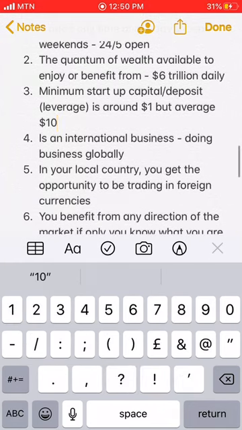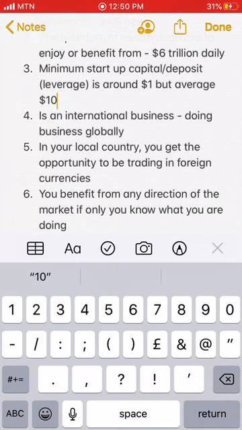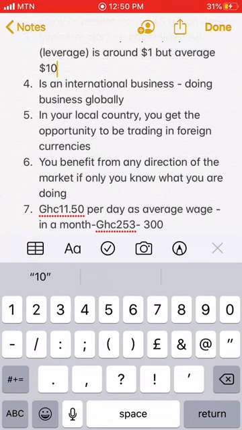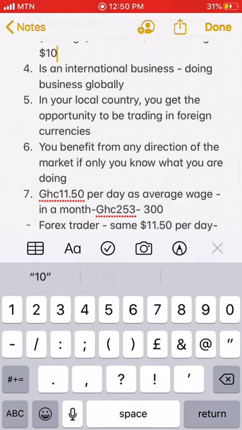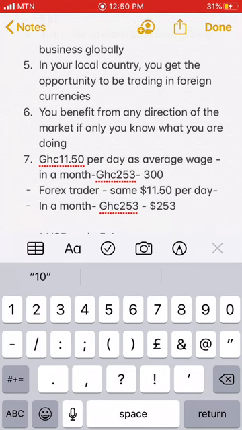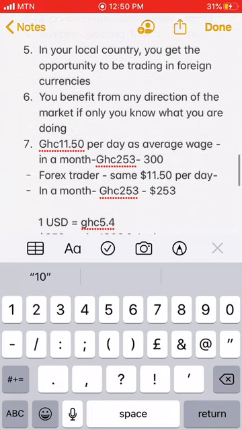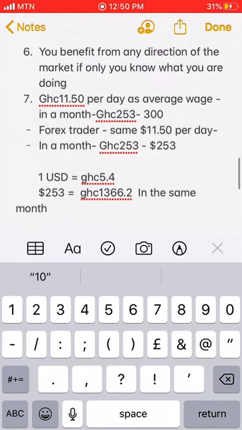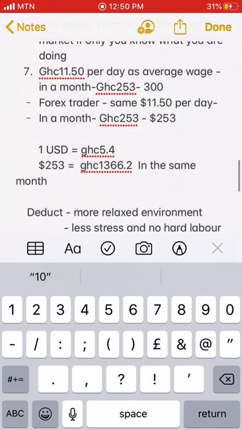And it's also an international business. That means you are doing business globally. You have a global and international account, because in your local country you get the opportunity to be trading in foreign currencies. Number 6, you benefit from any direction of the market if only you know what you are doing. So whether you predicted a buy, and let's say the dollar is falling right now against the Japanese yen, you still benefit from it, if only you know what you're doing, like we do. We'll be teaching you that. And then I talk about the psychology of the wages, how beneficial this is to us as Ghanaians.